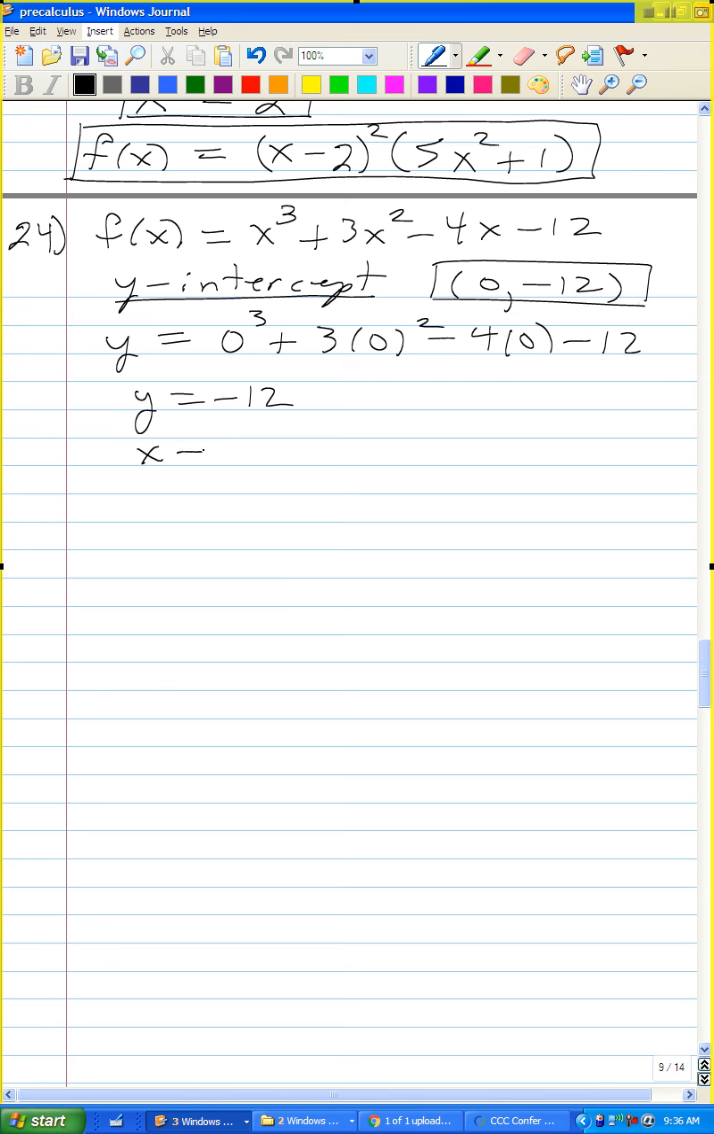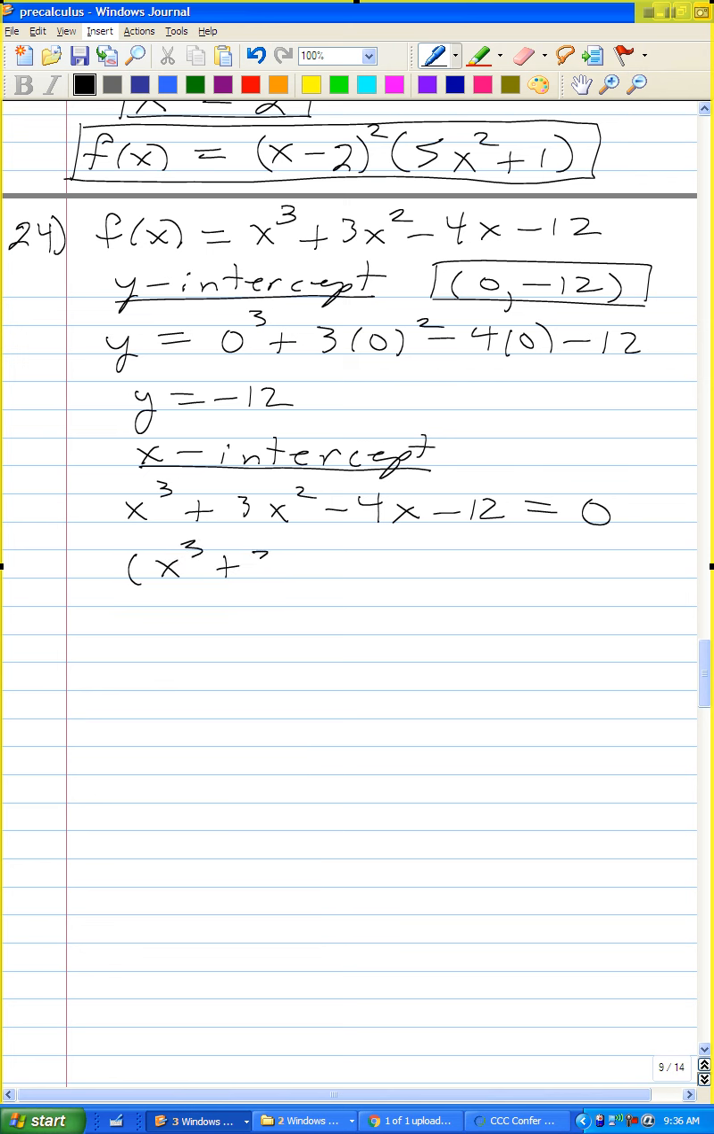To find the x-intercept, you just set this equation equal to 0 and solve for x. And you can do that several ways. You could have either done it using the rational root theorem like we did above, or in this case, notice that it's really easy to factor by grouping.